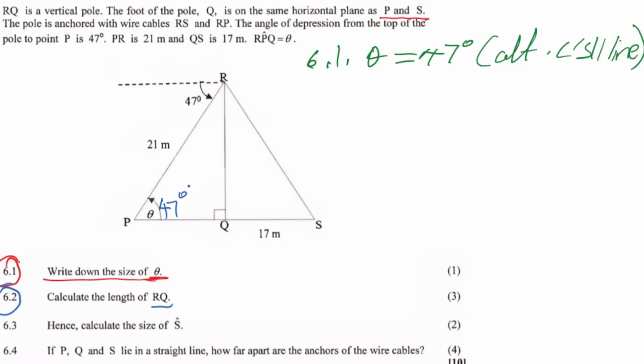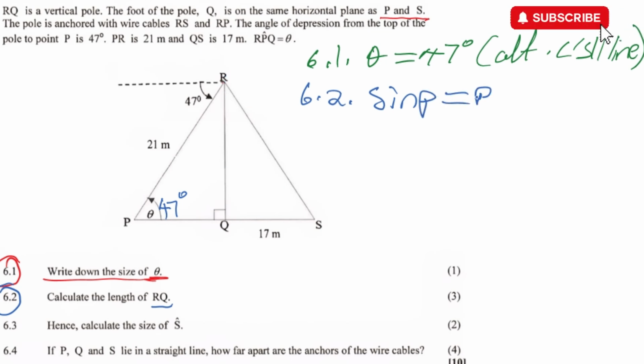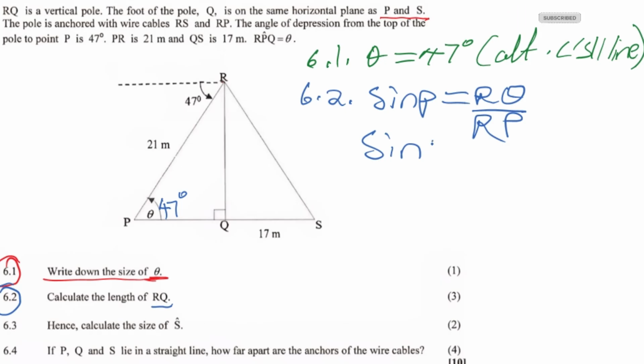So which ratio is that? That is what? That is sine. So 6.2, we will say sine P is equal to RQ divided by what? By RP. Divided by RP. Right, now sine, we do substitution now. Now where there's P, we are going to write what? 47. And we are looking for RQ, right? So we write RQ. And that is divided by RP. The value of RP is equal to what? 21. So we write 21.